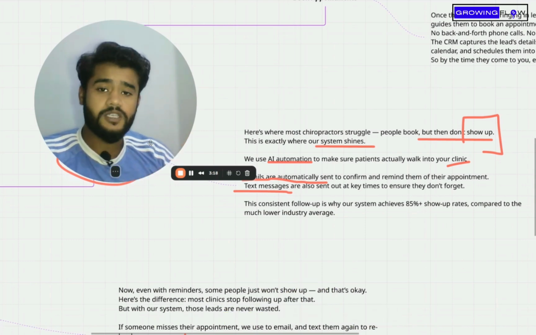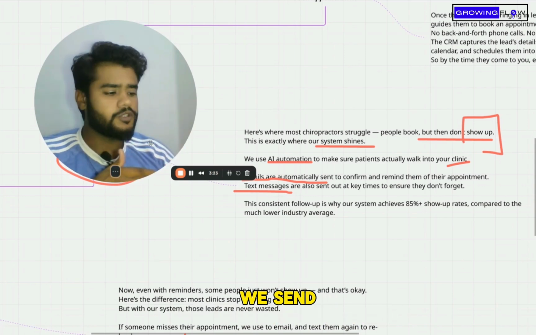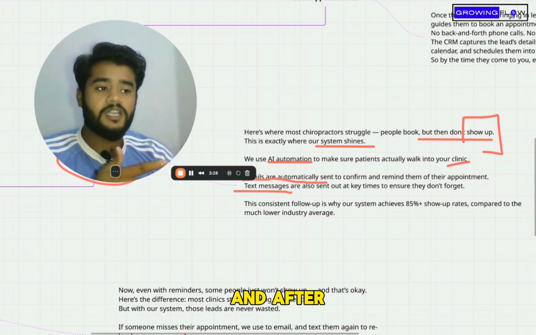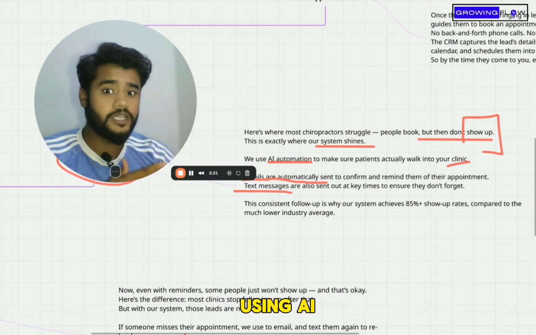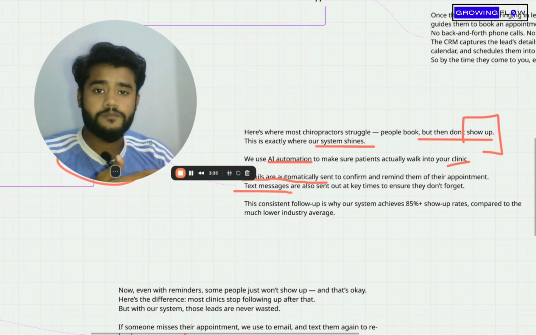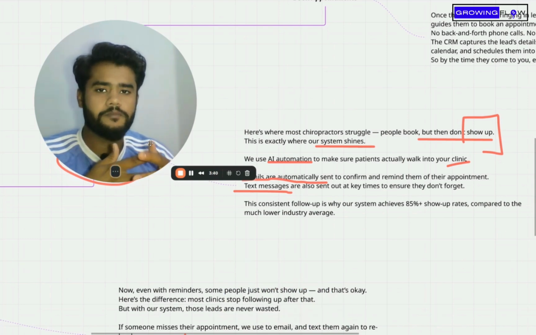And after that, the next day, if they book an appointment for 8 p.m., we also send text messages and emails at 1 p.m., and after that we send a text message using AI at 5 p.m., and one hour before the appointment. So that's where this system brings a high show rate.